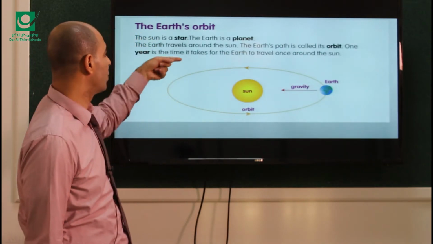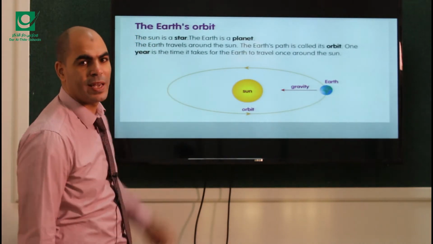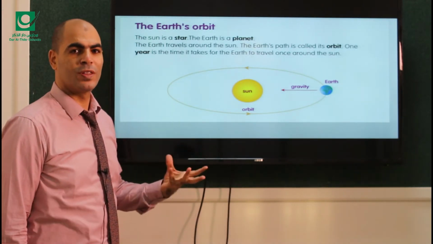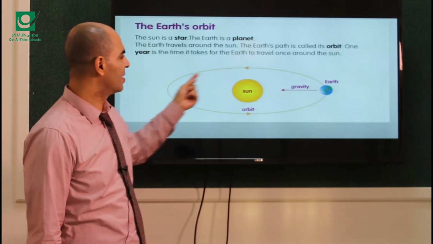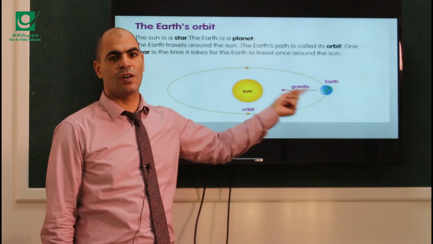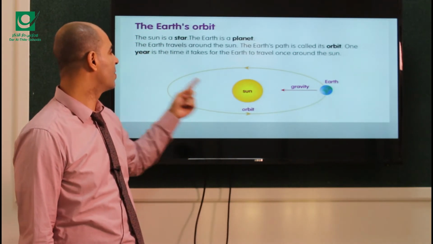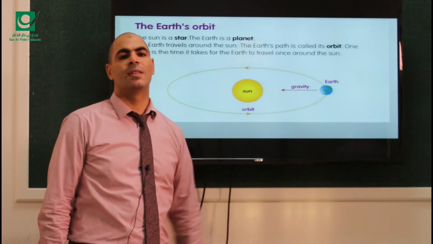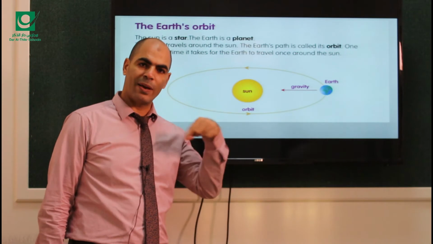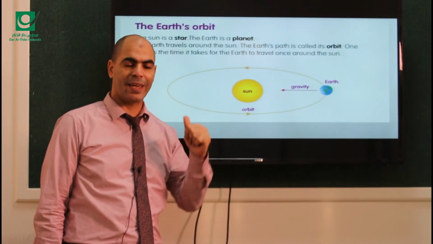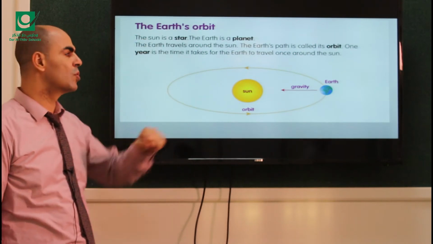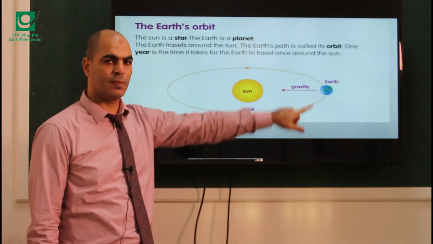This is very important. When I ask you, how long does the earth take to travel around the sun? You will say 1 year. So the earth takes 1 year to go round the sun. Again, the earth takes what? Takes 1 year to go around the sun.